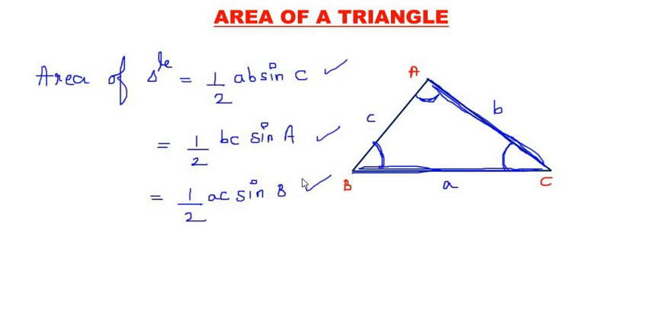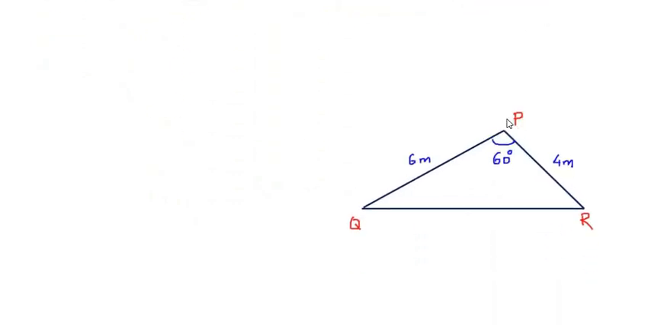Now let us look at an example here. A triangle PQR is given and we have to find out the area of the triangle PQR. So this is angle P, so opposite to it is the side p. This is angle Q, opposite to that is side q. And this is angle R, so opposite to it is side r.